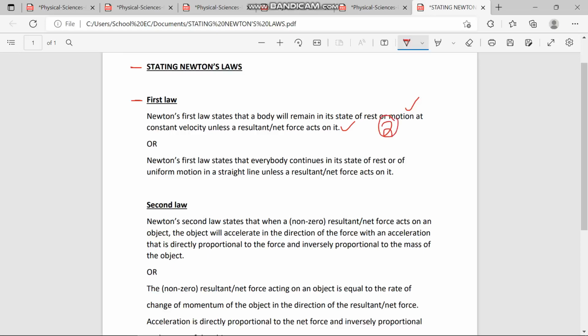2 marks, or Newton's first law states that everybody continues in its state of rest or of uniform motion in a straight line unless a resultant net force acts on it. Okay, yes, that's your 1 mark. That's your 2 marks. Please fully state your Newton's laws.